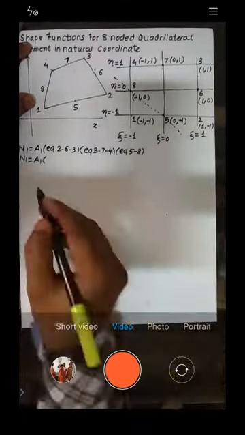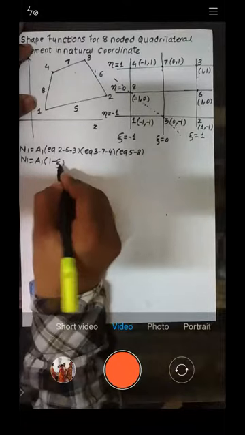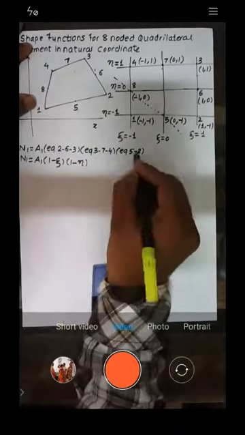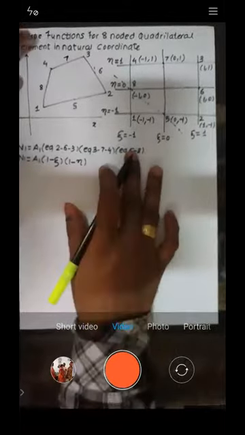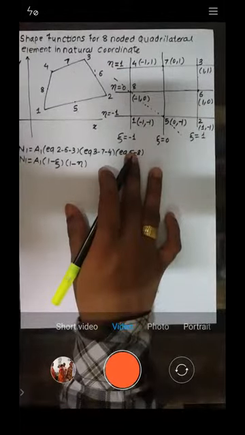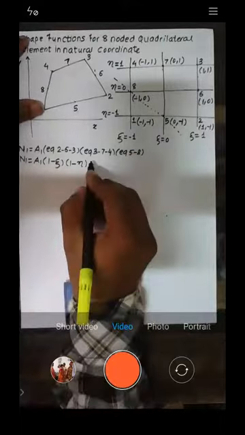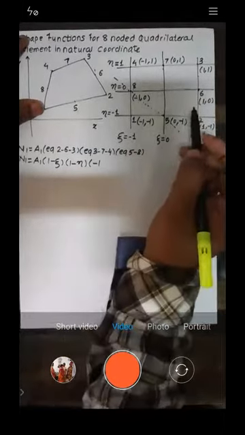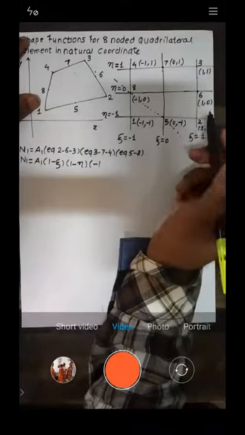What is the equation of line 2, 6, 3? It is zeta is equal to 1, that is 1 minus zeta. What is the equation of line 3, 7, 4? Neta is equal to 1, that is 1 minus neta. And now what is the equation of 5, 8? Now this is very important. Always you need to write down minus 1.